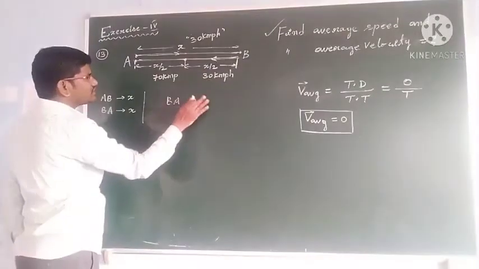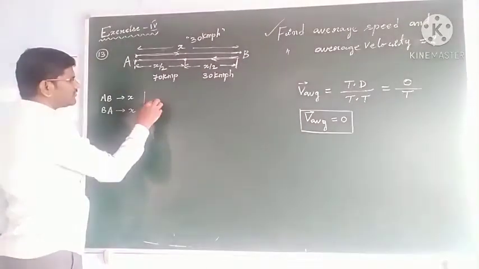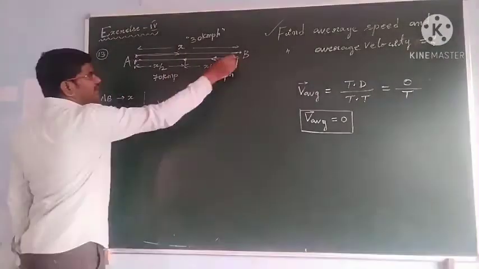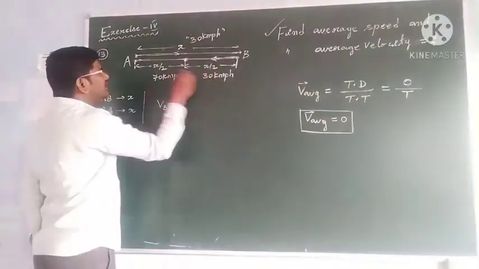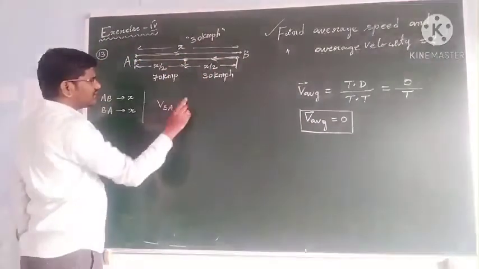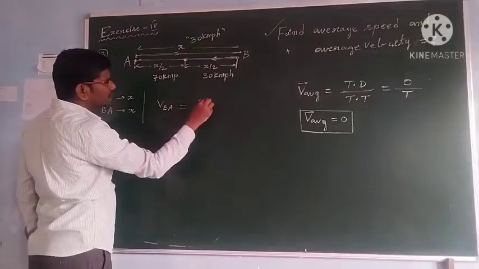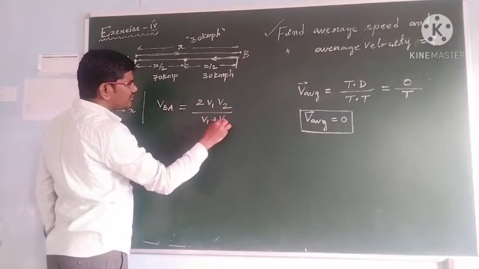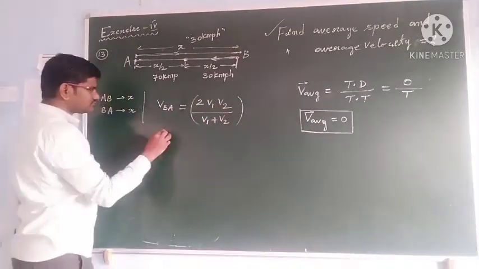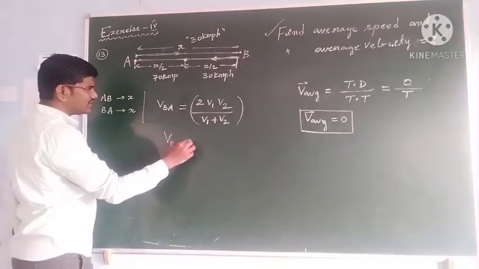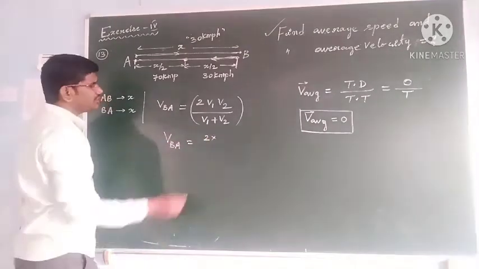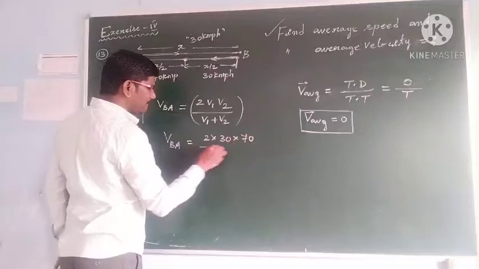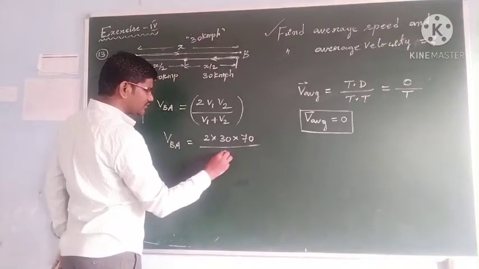Okay, students. So first of all, I will calculate the average speed for B to A in the return journey. This is 30 and this is 70. Then you write 2 into V1 into V2 by V1 plus V2. Then VBA is equal to 2 into V1, which is 30, V2 is 70, by V1 plus V2, so that is 100.